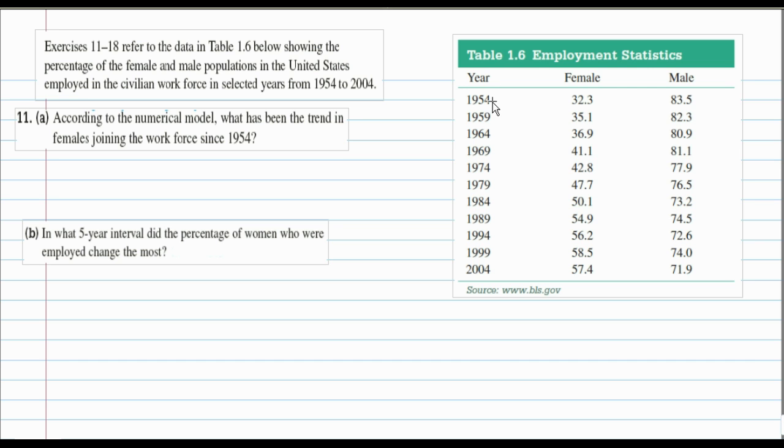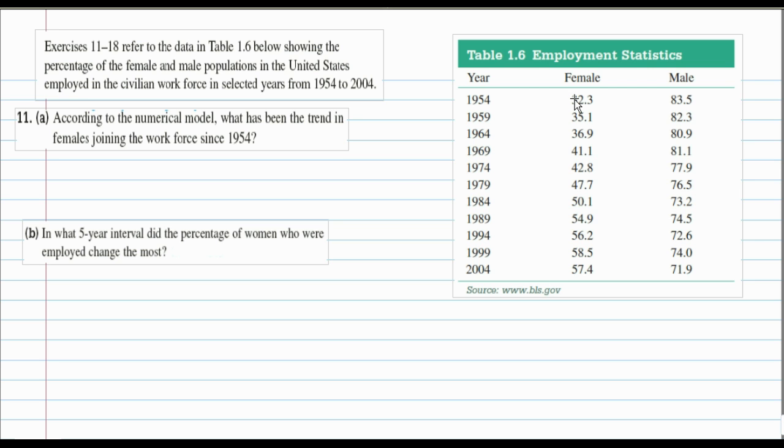The reason I wanted to check that is if we only changed by 1 year sometimes and 10 years other times, that could be a more dramatic or less dramatic change depending on the situation we're dealing with. Because if we moved a lot, but it was over a span of 10 years, it may seem more dramatic than it actually is. Whereas if we move a lot over 1 year, that makes it a bigger change, more impact. So over here I can see we are making 5-year intervals, so I don't have to worry about the difference in time. So going back to the question, according to the numerical model, what has been the trend in females joining the workforce since 1954?